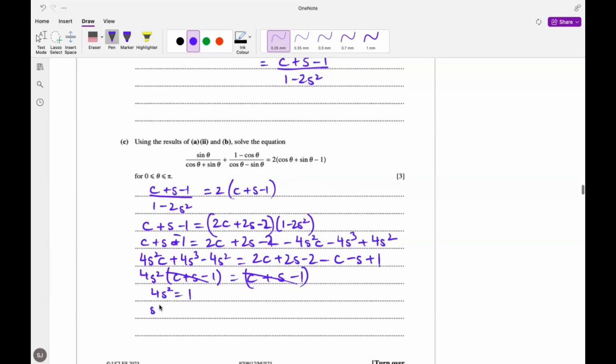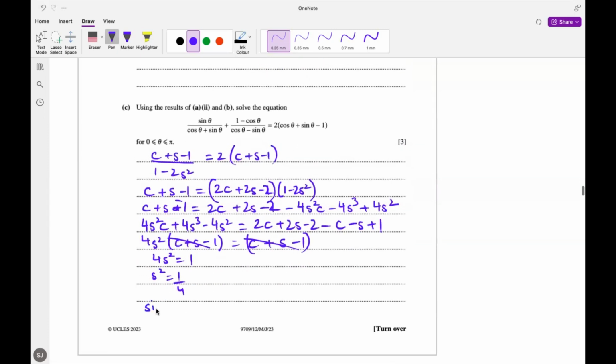So sin² will be equal to 1 upon 4, or sin theta will be equal to 1 upon 2. Now taking sin inverse of 1 upon 2, we'll get one of the answers. The basic angle is pi upon 6. So this will become pi upon 6, and we'll make a basic angle over here, which is also pi upon 6. So the two values of theta will be pi upon 6, and then pi minus pi upon 6, which is 5 pi upon 6.